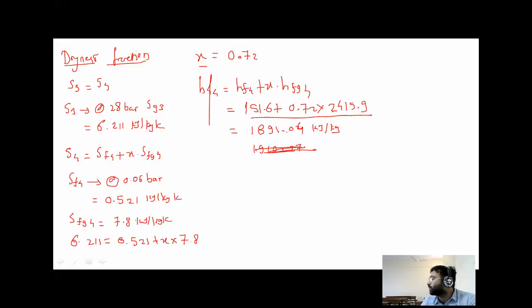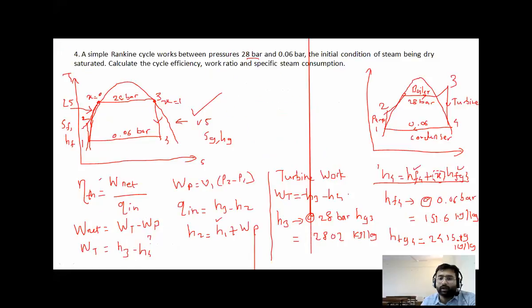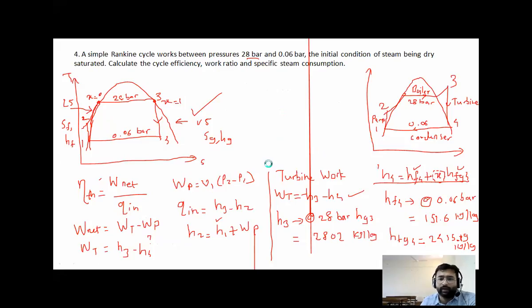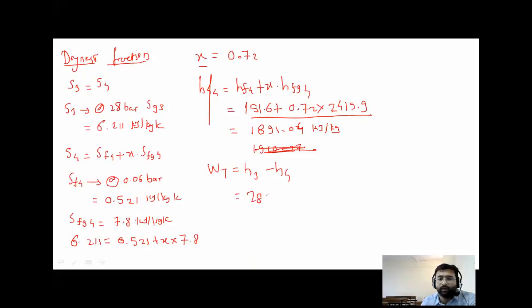1891.04. Okay. So why did we calculate H4? Because we wanted to calculate the turbine work. Now let us calculate the turbine work. WT will be equal to H3 minus H4. What is H3 we calculated? 2802 minus 1891.04. Calculate the turbine work.